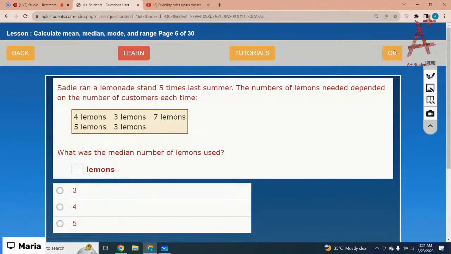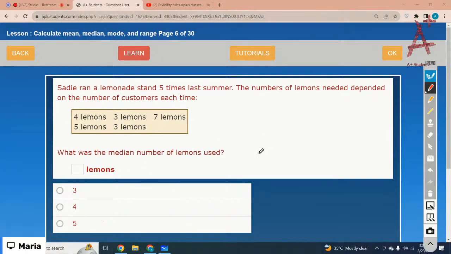Sadie ran a lemonade stand 5 times last year. The number of lemons needed depended on the number of customers each time. What was the median number of lemons used? Let's just arrange the numbers from least to greatest and calculate the median: 3, 3, 4, 7, and 5. So, which is the median? The correct option is 4. The median of the data is 4.